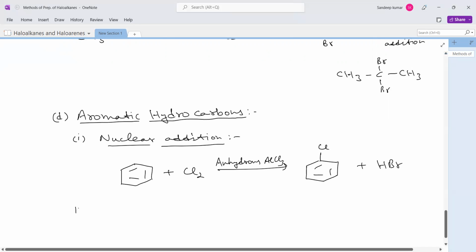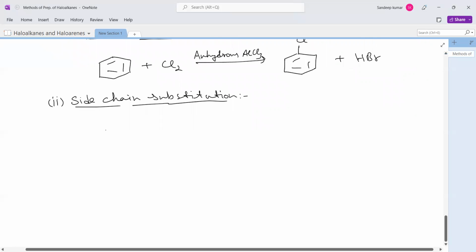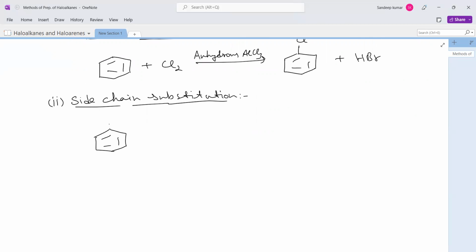And the second one is side chain substitution, in which we can react a substituted benzene molecule like toluene with a halogen like chlorine in the presence of sunlight. This reaction takes place in the presence of sunlight.